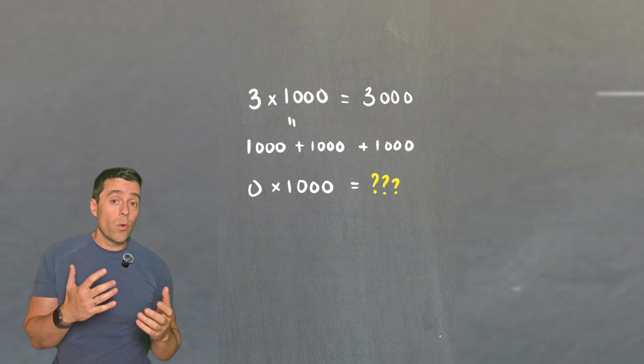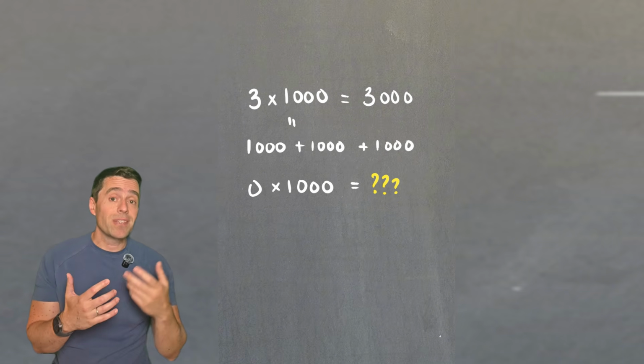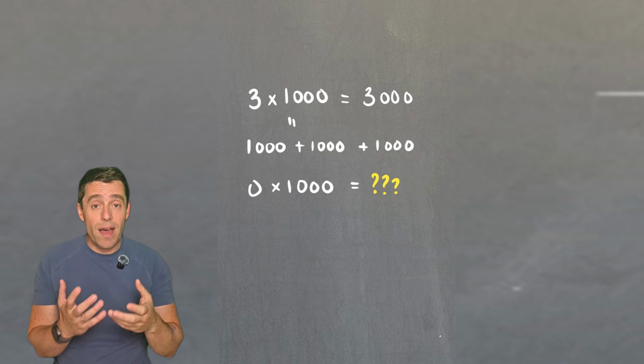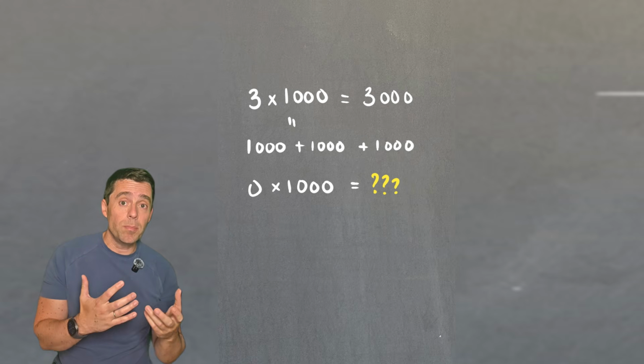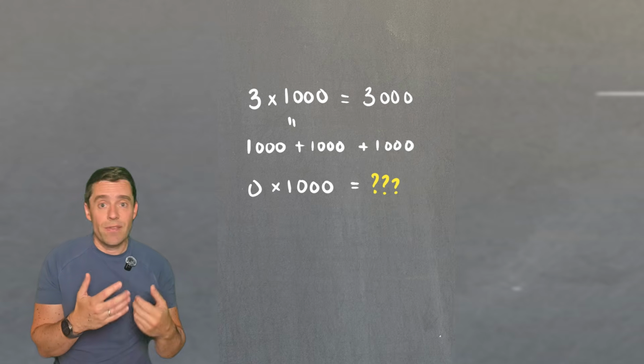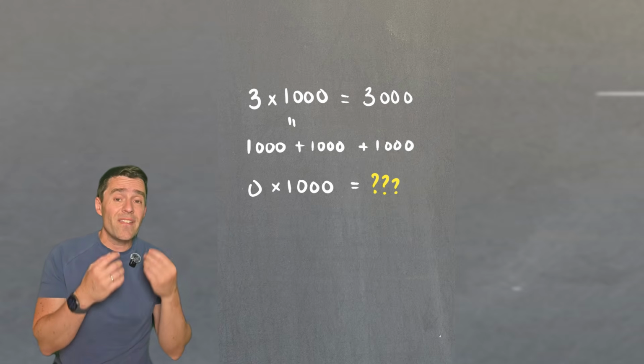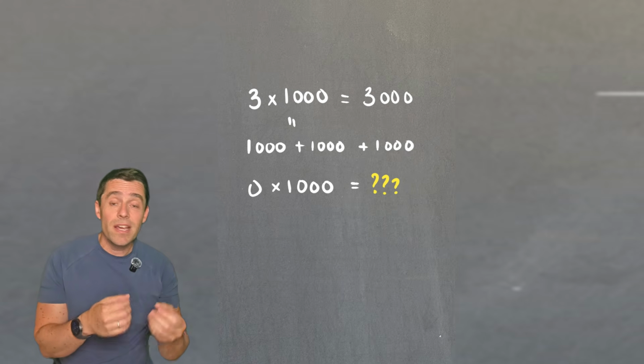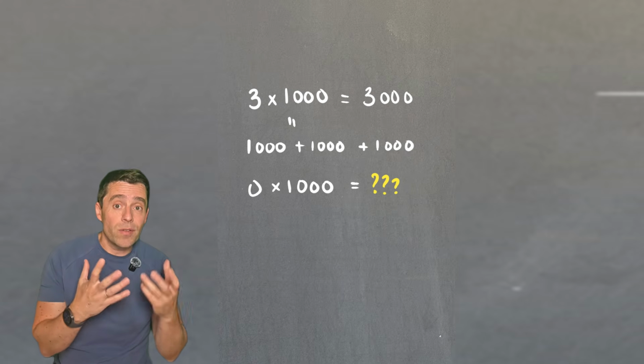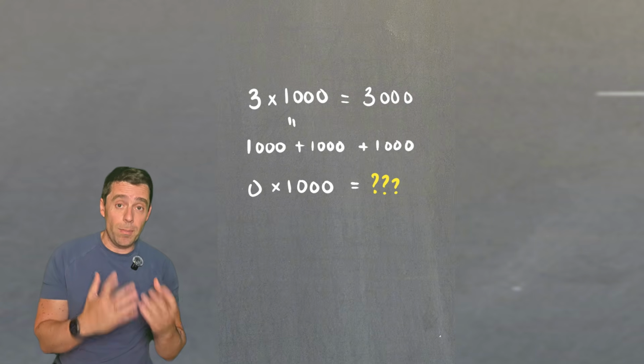the answer should be that now we have 0 apples when we multiply these 1,000 apples by 0. In other words, if I have 3 times 1,000 apples, I have 1,000 plus 1,000 plus 1,000 apples, so I have 3,000 apples. If I have 2 times 1,000, I have 1,000 plus 1,000. If I have 0 times 1,000, then I don't have any thousands of apples to add, I have 0 apples.